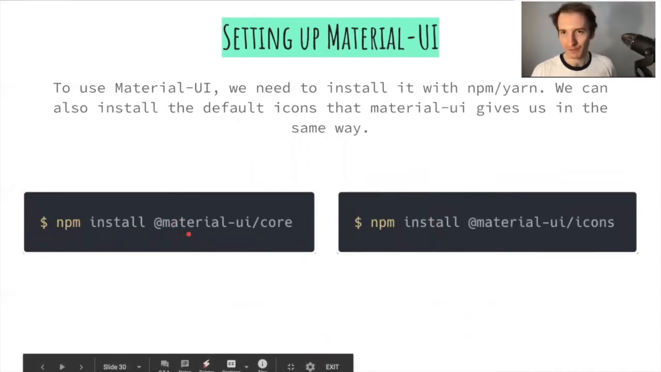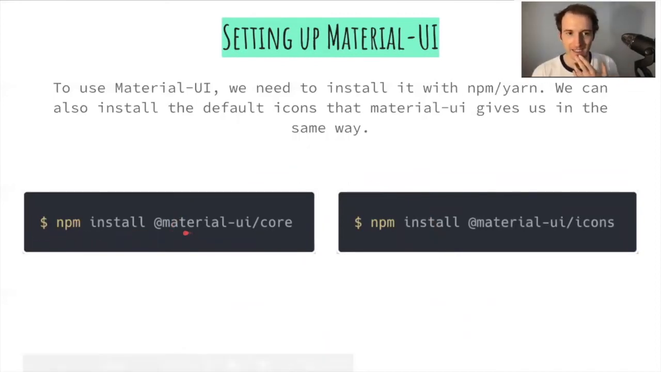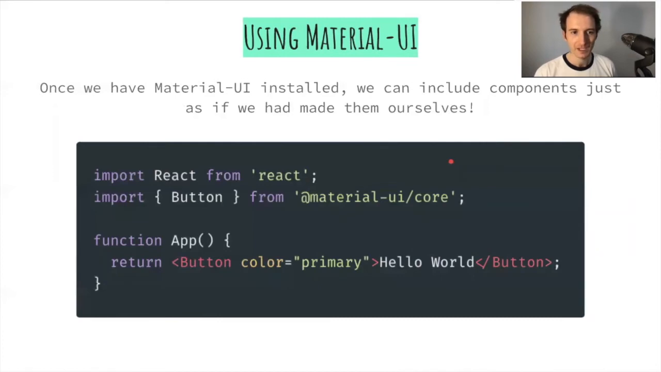So the core library, with all the components, lives at @material-ui/core. And there's another library called the Material UI icons library, which gives us some nice looking icons that we can put on our app as well, totally for free, totally outside the box. And in terms of using these components, it really is as simple as importing them from the core library and just writing them like any other component that we made ourselves.